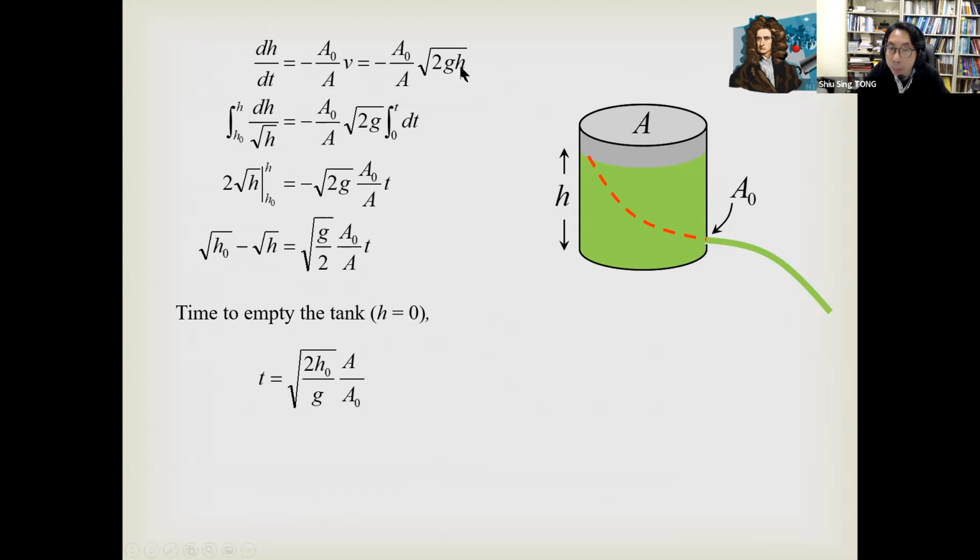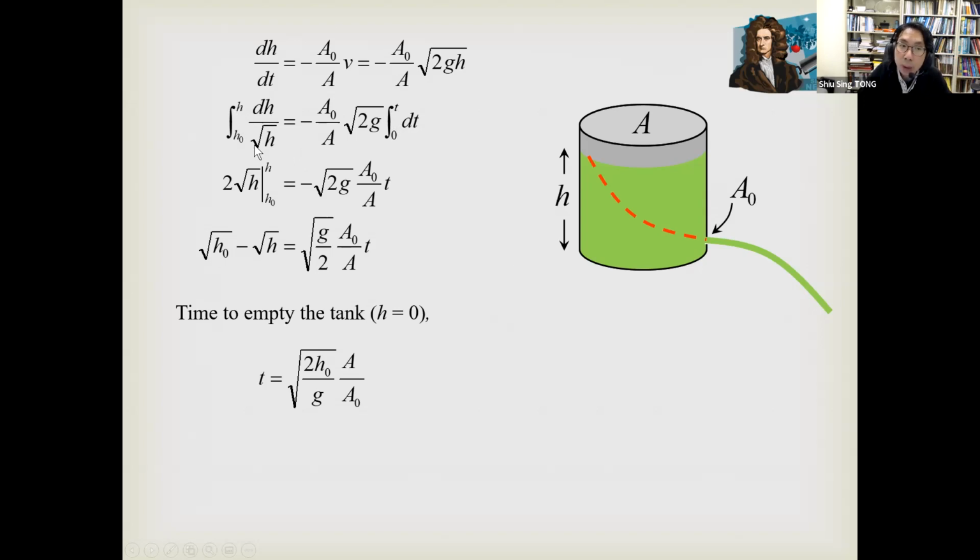Now, this equation can be integrated. If I move the square root h to the left-hand side, and I move all the constants to the right-hand side, I can integrate over h on the left side and integrate over time on the other side. Initially, I assume that the height of the liquid column is h naught, and that happens at the initial time t equal to 0. At the final time t, the height of the liquid column is h, so that corresponds to the upper limit here.